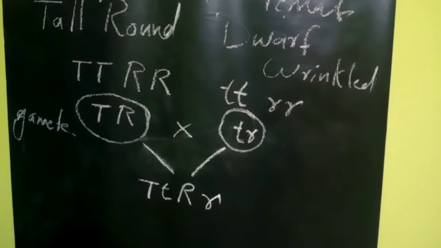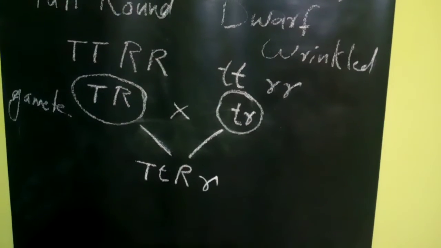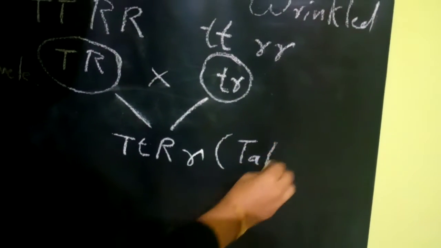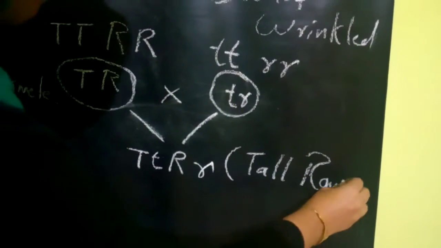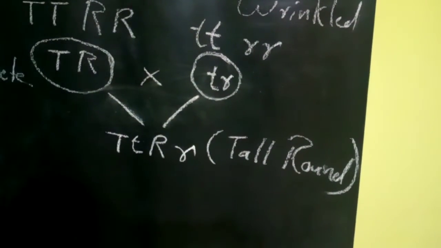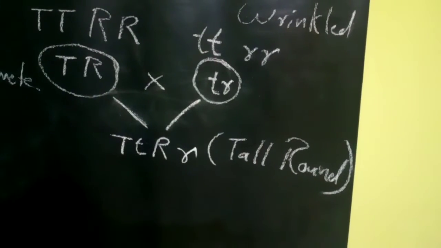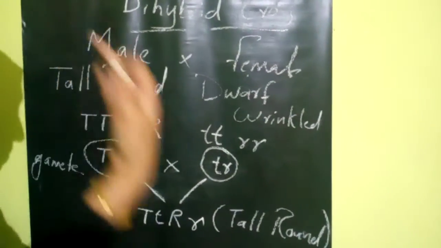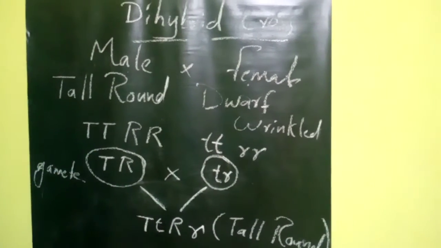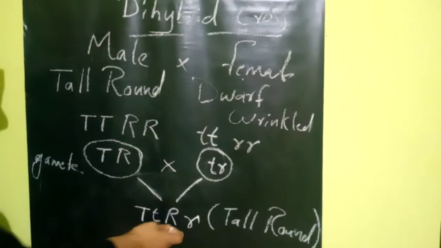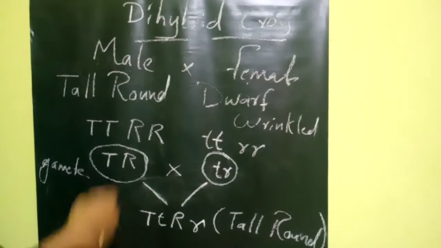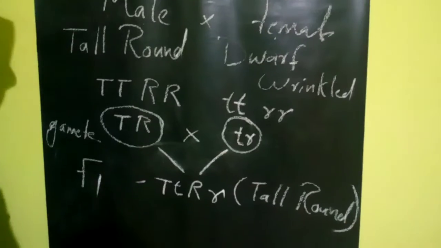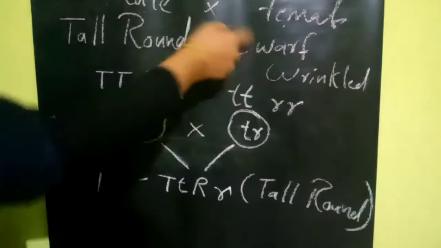So what will be the phenotype? What is the physical appearance of these plants? Yes, this is tall, round. This is the dominant character, the expressed character in the first generation. The female character, the dwarf, wrinkled character, is completely suppressed. That is a recessive character. The dominant character is the tall, round character. Then again he conducted one more cross to identify what happened to the dwarf character.